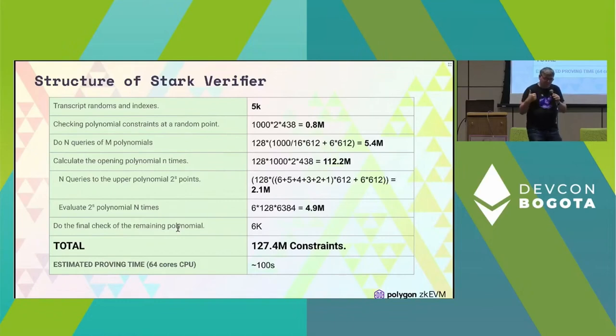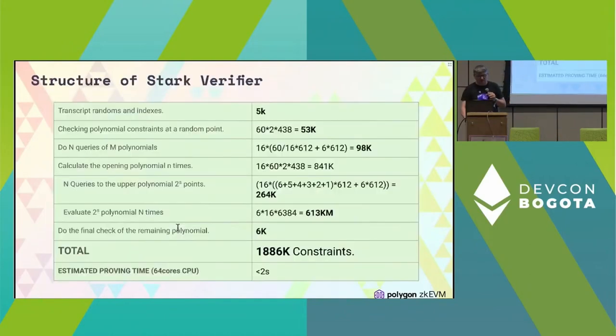Maybe you can repeat that again. You do another Stark that verifies the Stark, so you get an even smaller proof. And at the end, you can have a final proof that can be much, much smaller. Okay? And this is actually more or less what we are doing.